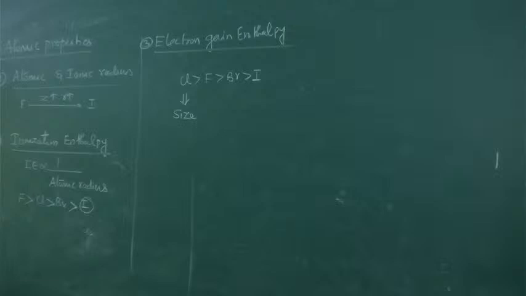Third. For example, fluorine and chlorine: which one has a more electron gain enthalpy? Chlorine. Similarly, in group 16, sulfur and oxygen: sulfur has more electron gain enthalpy when compared to oxygen. Is it clear? So please do remember. What is the reason for that? Due to size. Since the size is larger, electron gain enthalpy is relatively high when compared to fluorine. Is it clear? Please note this point.